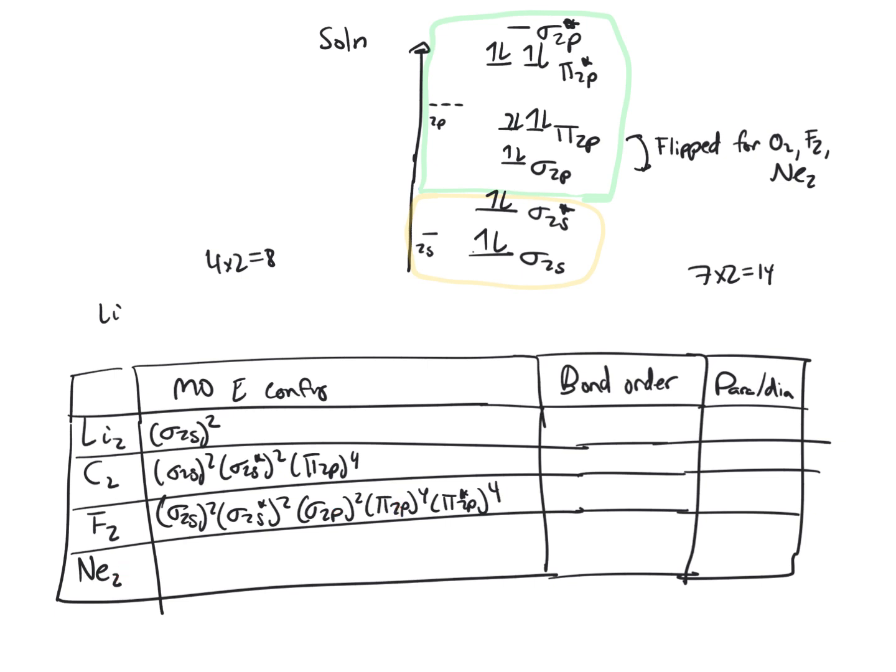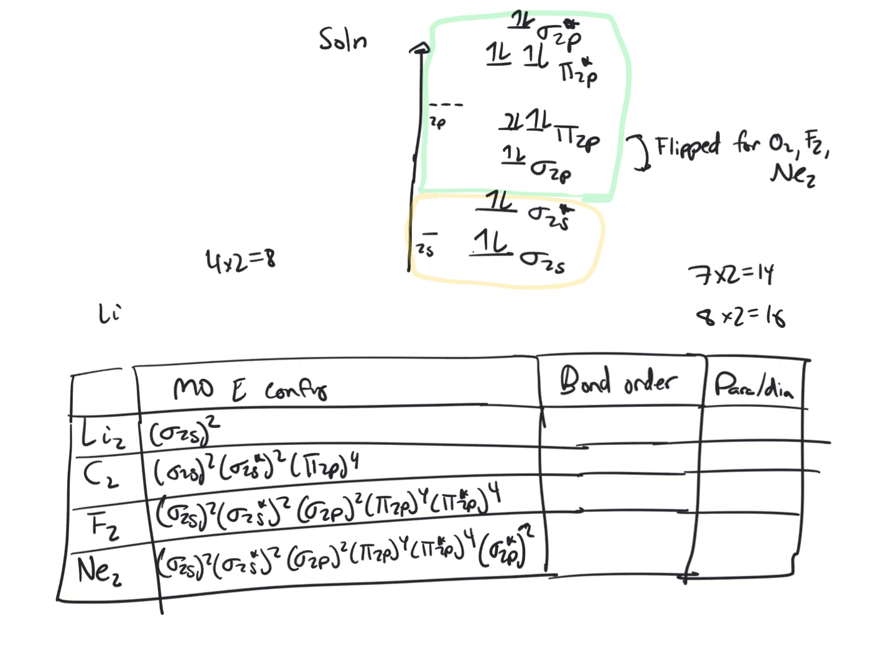Now Ne2 has 8 electrons each, so 8 times 2 is 16 valence electrons. We just need 2 more valence electrons, which go in that sigma star 2p. So that's the electron configuration of Ne2.